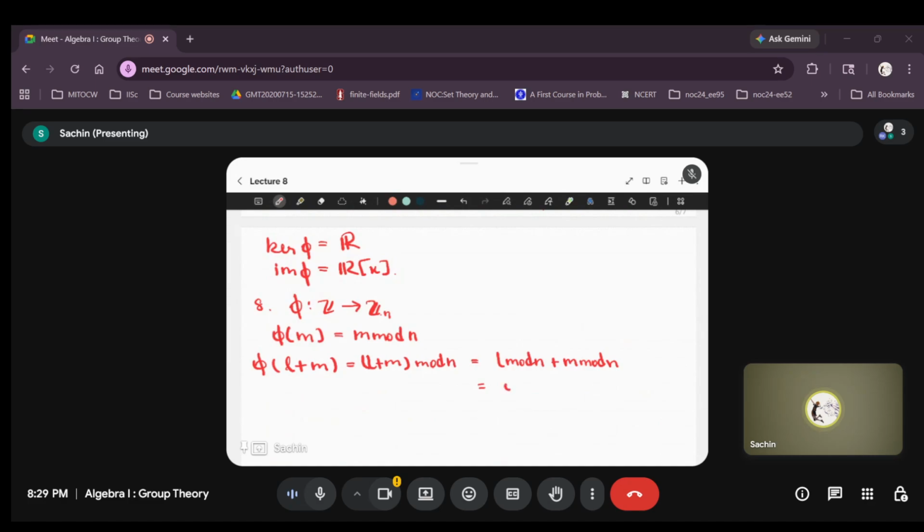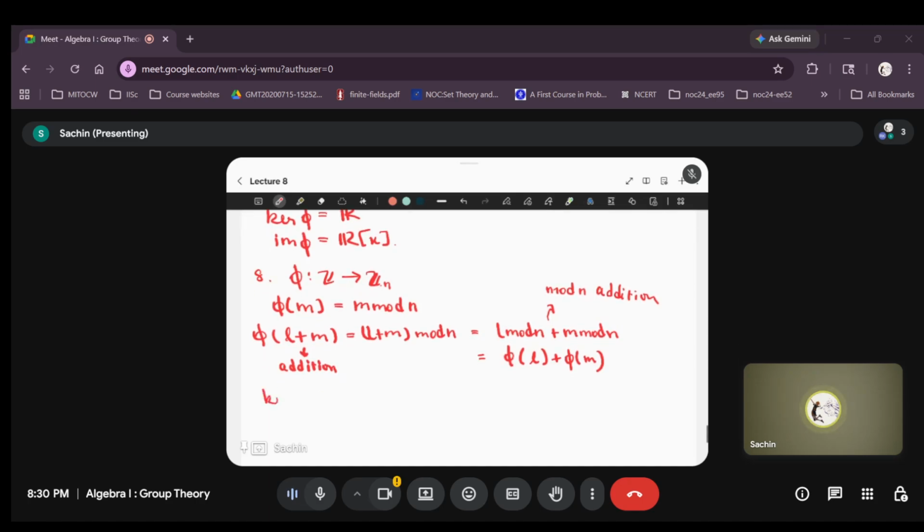This will be P of L plus P of M. Here, this is also mod n addition. Here also it's mod n addition. Here it is normal addition because it is from Z to Zn. So it is a homomorphism.